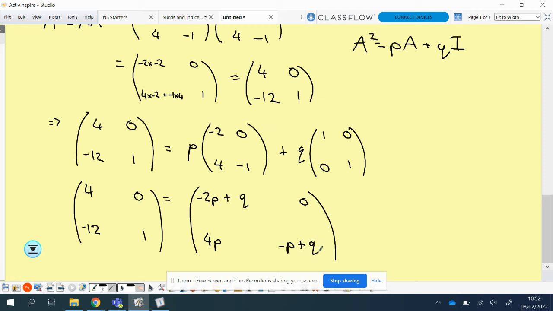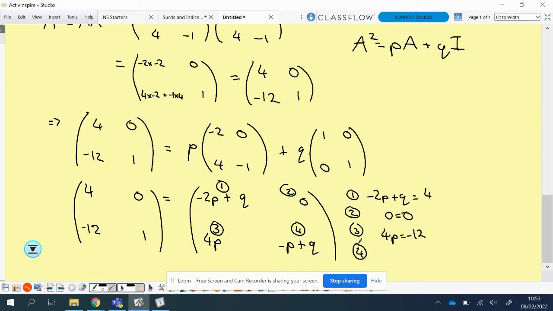So what we've actually got is 4 equations, from our 4 entries. From equation 1, negative 2p plus q equals my first entry in my A squared matrix, which was 4. Equation 2 is telling me 0 equals 0. It's correct, but it's not giving us any information. Equation 3, 4p equals negative 12, and equation 4, negative p plus q equals 1. So we've got 4 equations, and our job is to find the values of p and q.